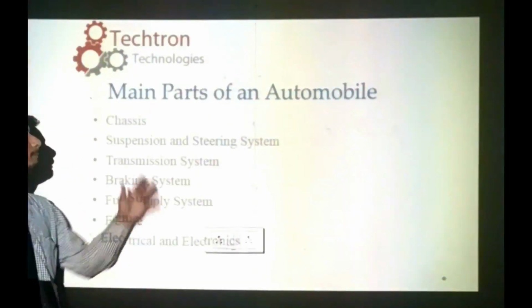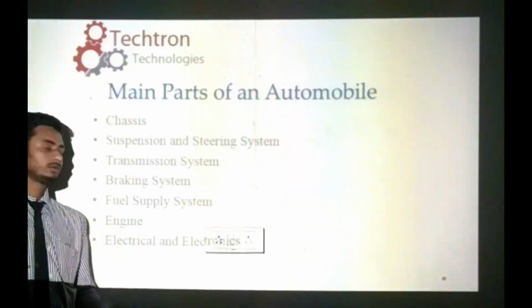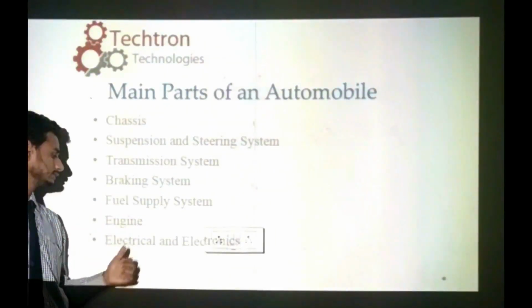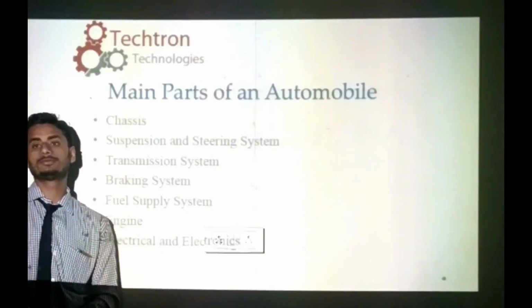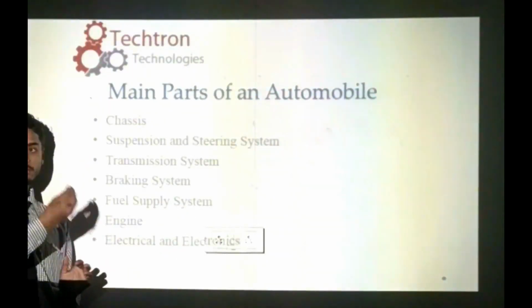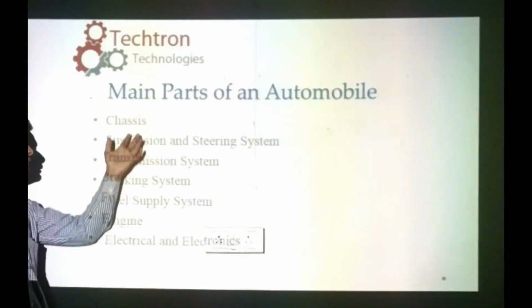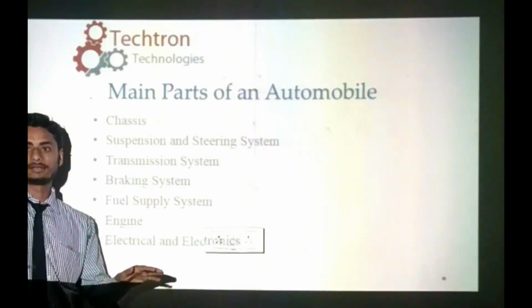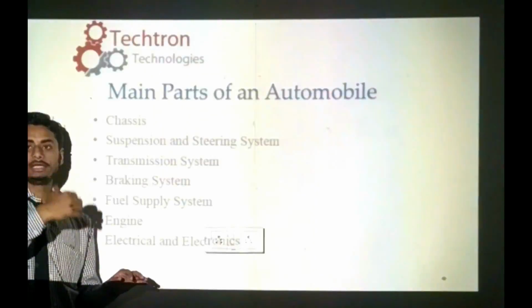If we talk about the main parts of an automobile, we can go through chassis, suspension, transmission, braking, fuel, engine, and other electronic segments over there. Now, taking a few minutes on this chassis. The chassis is the kind of foundation or base on which we have to develop each and everything.